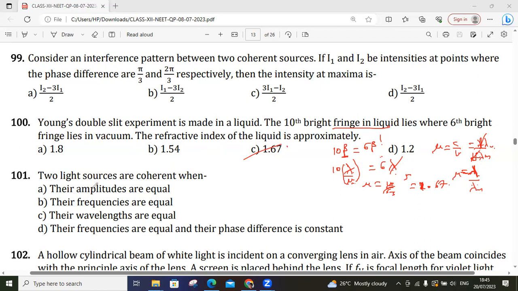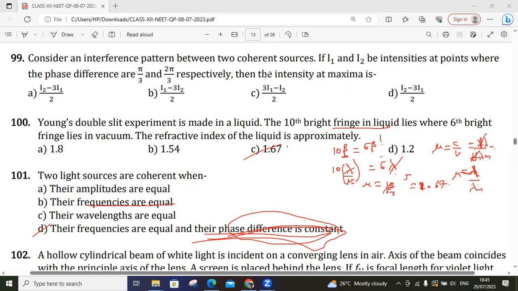Then we have 101. Two light sources are coherent when their frequencies are equal. Option D: frequencies are equal and their phase difference is constant. They are coherent. The other is also okay, but this is more accurate, more correct.